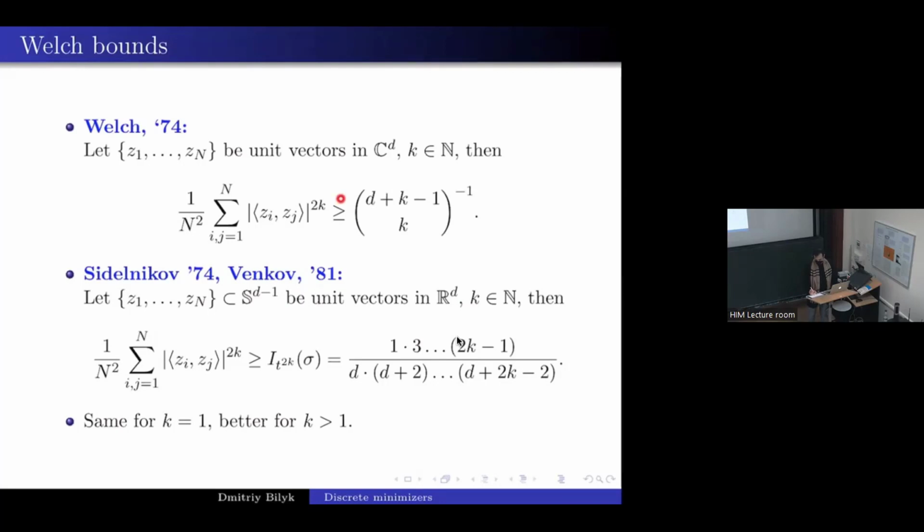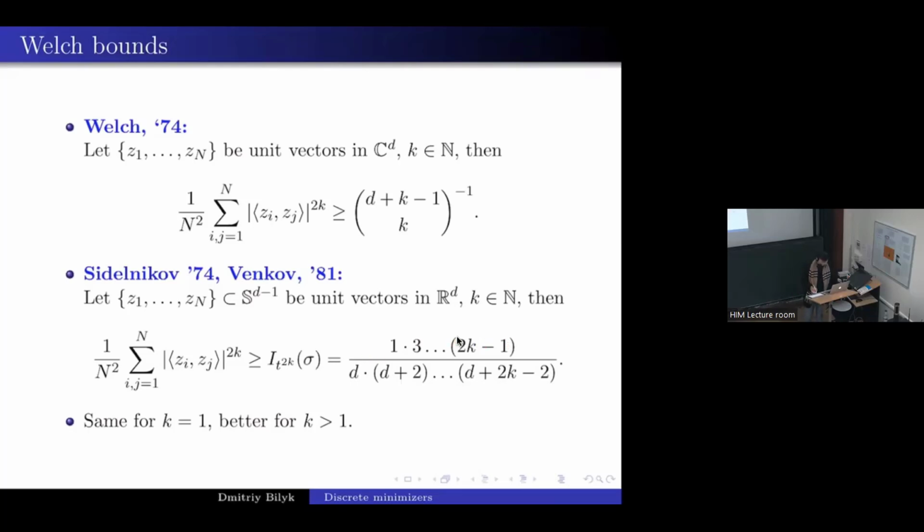And this inequality is sharp, but it is sharp in the complex case. In the real case, it turns out that it's not sharp, because in the real case, if you look at this, well, this is the discrete energy corresponding to the kernel t to the power 2k. In the real case, absolute values do not matter anymore because it's an even power. And t to the 2k, it's very easy to check, is a positive definite function. So sigma minimizes the energy. And this can be computed explicitly. And you get the answer.